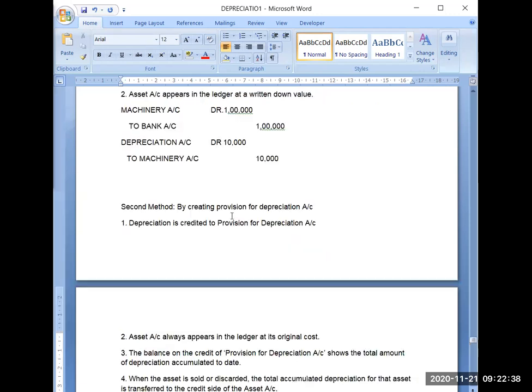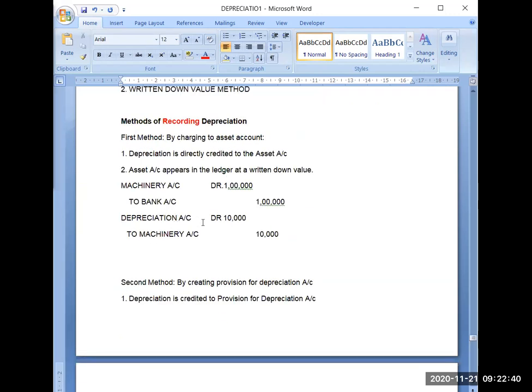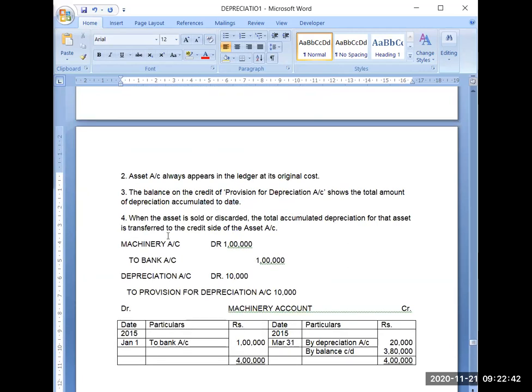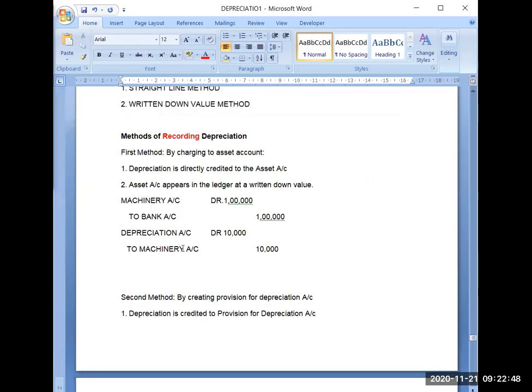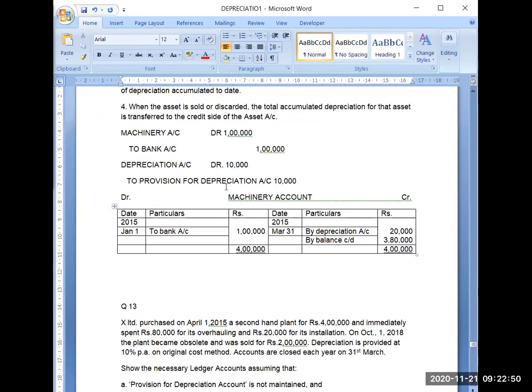What is the difference between these two entries? Here I am doing entry depreciation account debit to machinery account. Here I am doing the entry depreciation account debit to provision for depreciation account. This entry I am writing in machinery account, but this entry I can't write in machinery account. Is this point clear? So there will be no entry in this machinery account on this side.